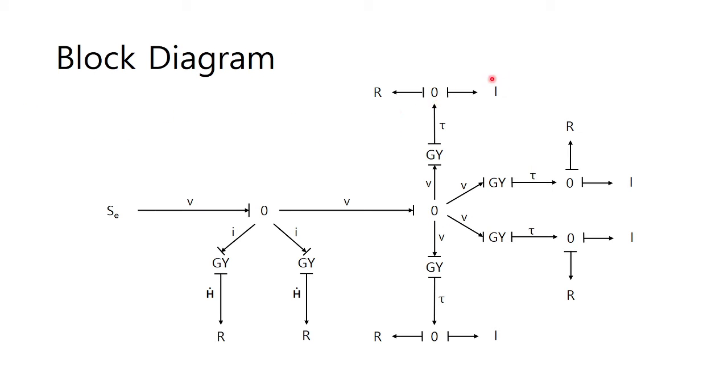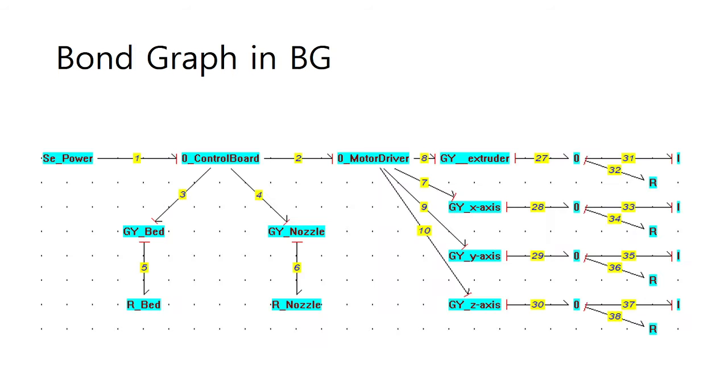I added R and I in the motor because the motor has inertia and resistance. I guess that the motor's power came from this SE, so the other power source is deleted. And in the heat, all the electricity is changed to heat, so I expressed it as just R. So in the BG program, I drew it like this.